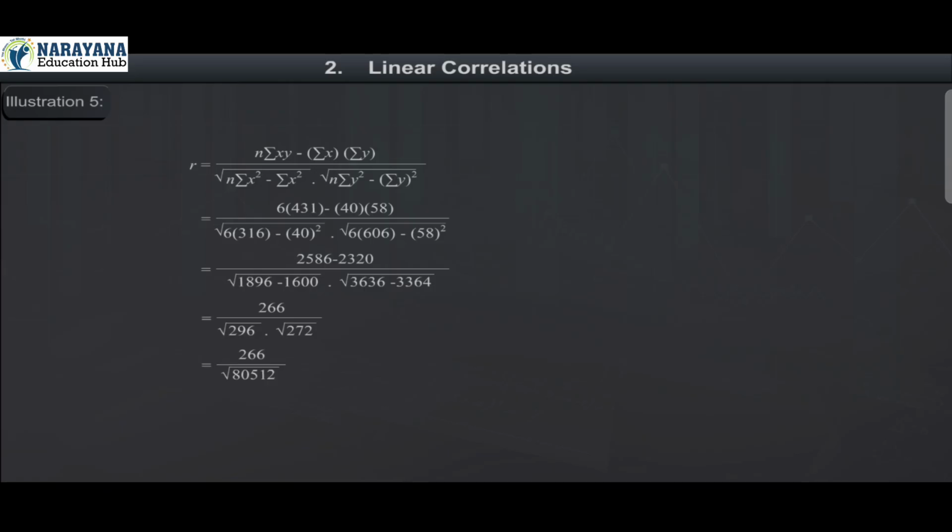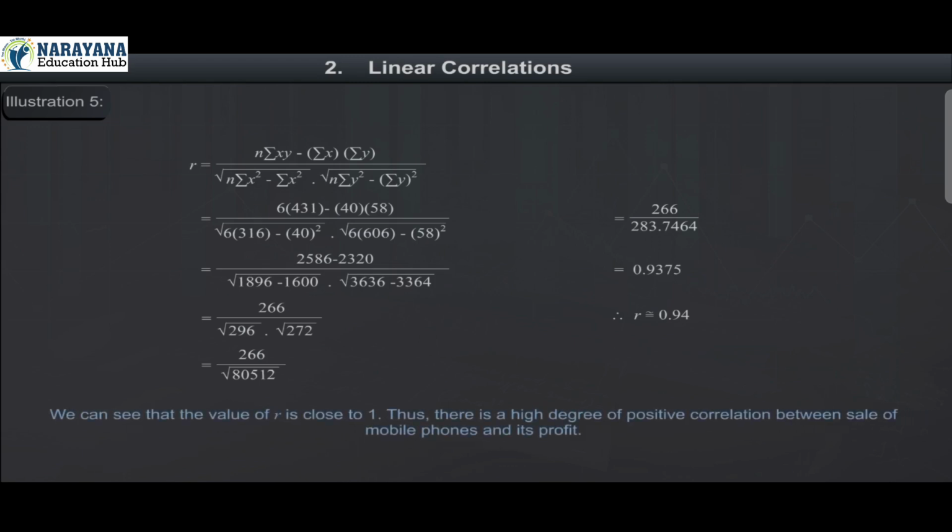under root 80,512 is equal to 266 divided by 283.7464 is equal to 0.9375. Therefore, R equals to 0.94. We can see that the value of R is close to 1. Thus, there is a high degree of positive correlation between sale of mobile phones and its profit.